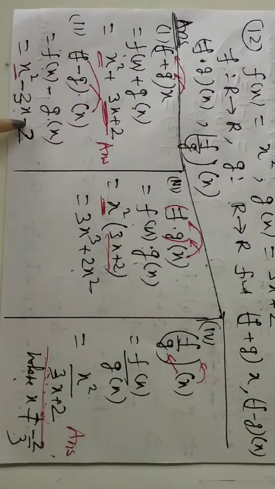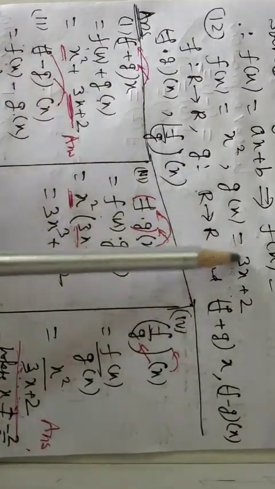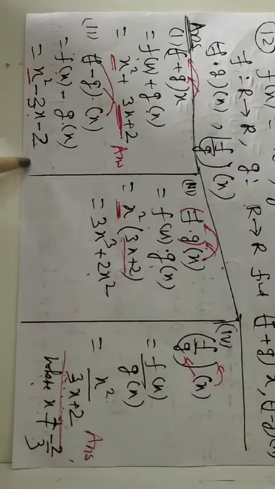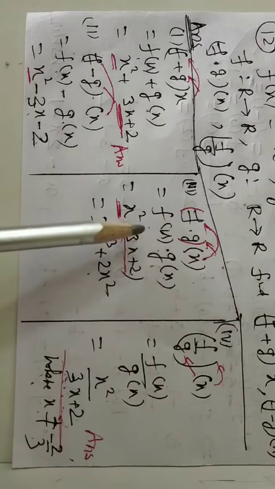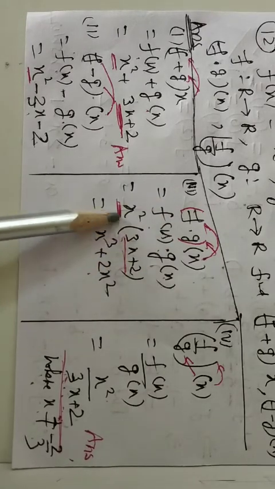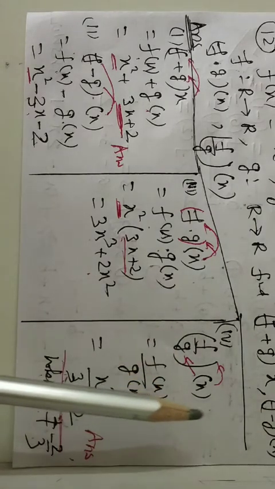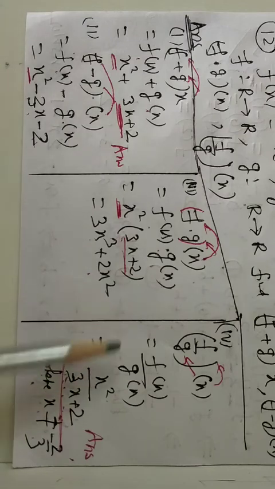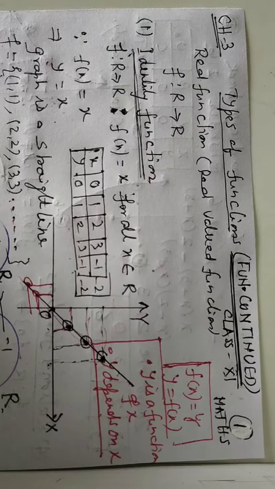You have to subtract g(x), and g(x) is equal to 3x plus 2, so subtract: minus 3x minus 2 here. Now (f dot g)(x), distribute x on f and g, f(x) dot g(x), put the value of f(x) and g(x), this is the answer. Now (f by g)(x), distribute x on numerator and denominator, f(x) by g(x), put the value of f(x) and g(x), and provided the denominator is not 0, so you can mention x is not equal to -2 by 3.